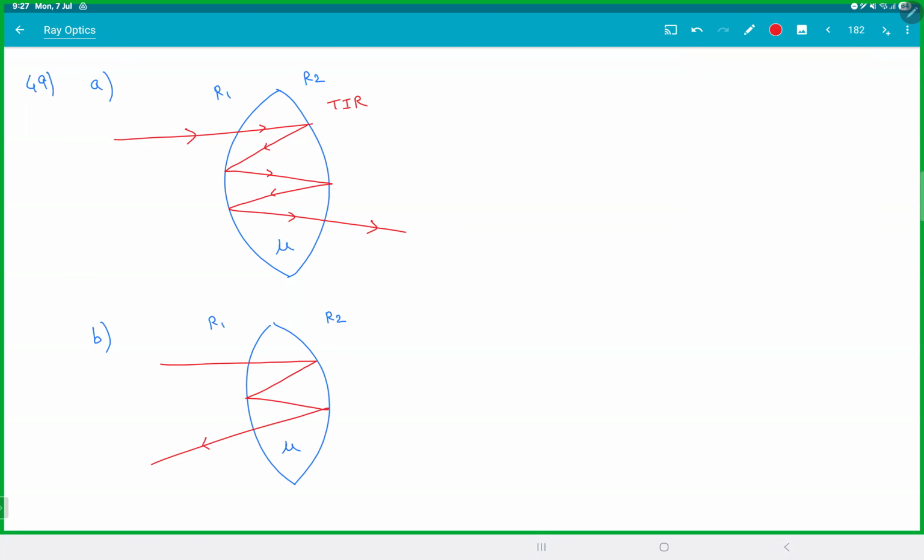So a parallel ray enters a lens, and due to TIR it bounces inside the lens. Basically, the surfaces start acting like a mirror. The writer doesn't know what is TIR and what is a mirror.